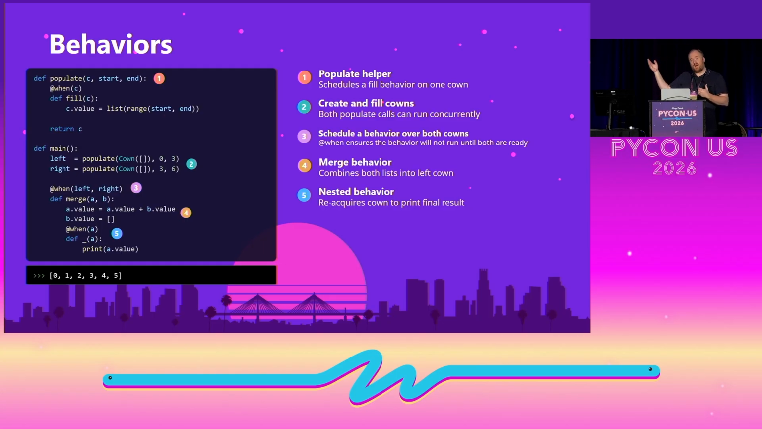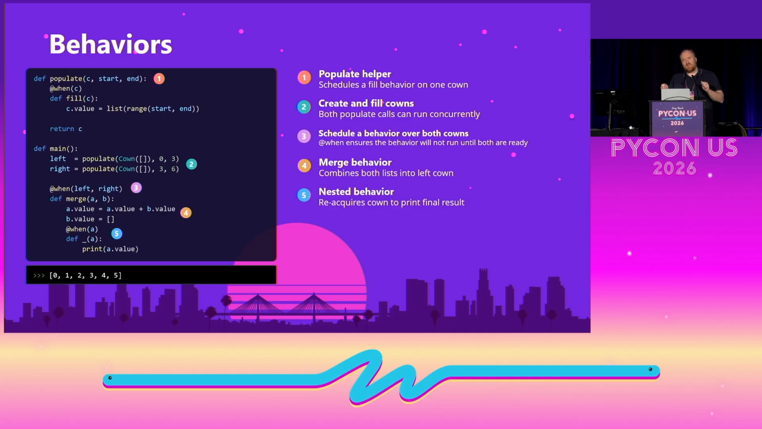So in this case, we have this populate function, which has this fill behavior that it's creating. So I pass in a cone, and what it's going to do is fill that cone with a list that has a range of values. And I call populate twice for left and right. And because those are being scheduled on different cones, those can happen simultaneously. They don't have to happen simultaneously, but they probably will.